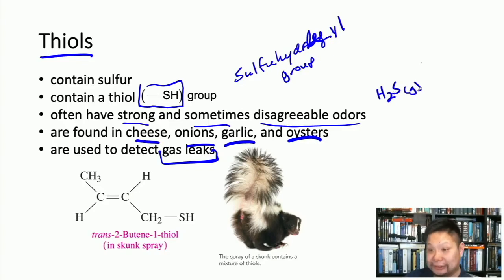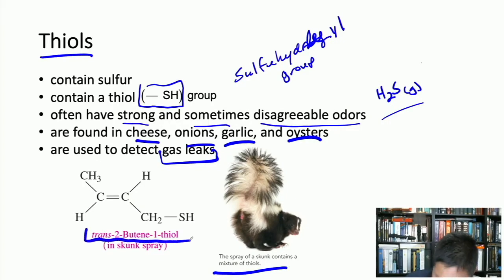The same goes with flatulence, for example, right? A lot of people think that it's methane in flatulence that smells bad, but it's those sulfur-containing hydrogen sulfide gas molecules being produced by the bacteria in your gut that make that smell, and that's what you're actually smelling. Another thing that smells pretty bad is skunk spray. The smell of skunk spray is from a chemical compound called trans-2-butene-1-thiol, right?